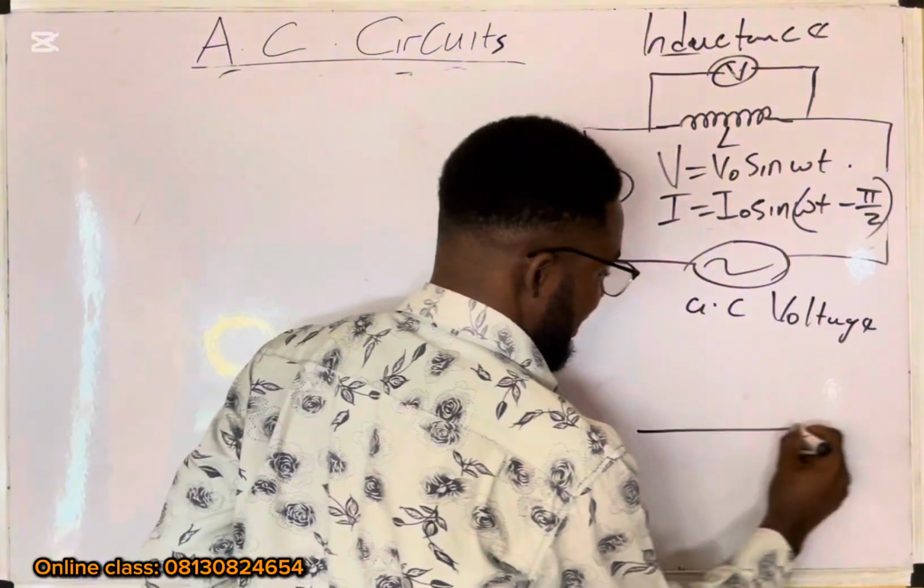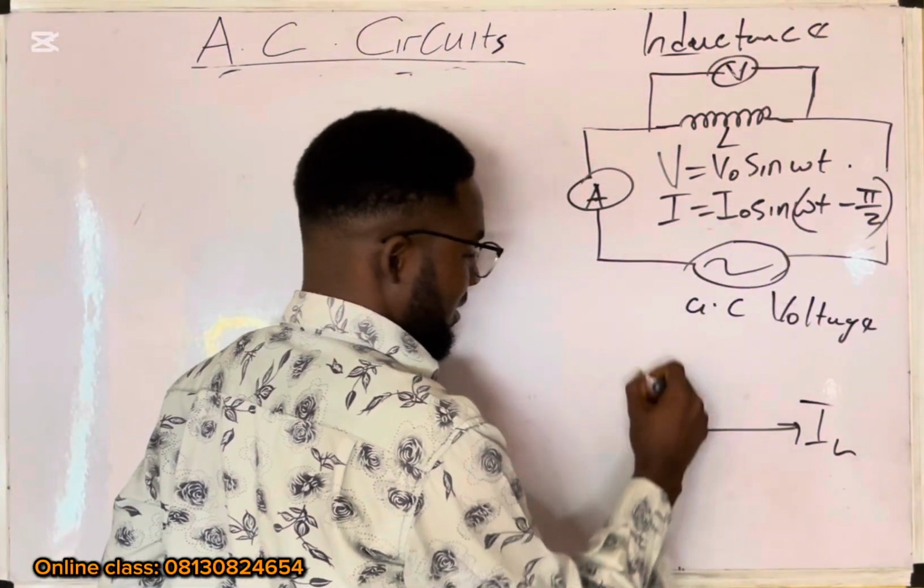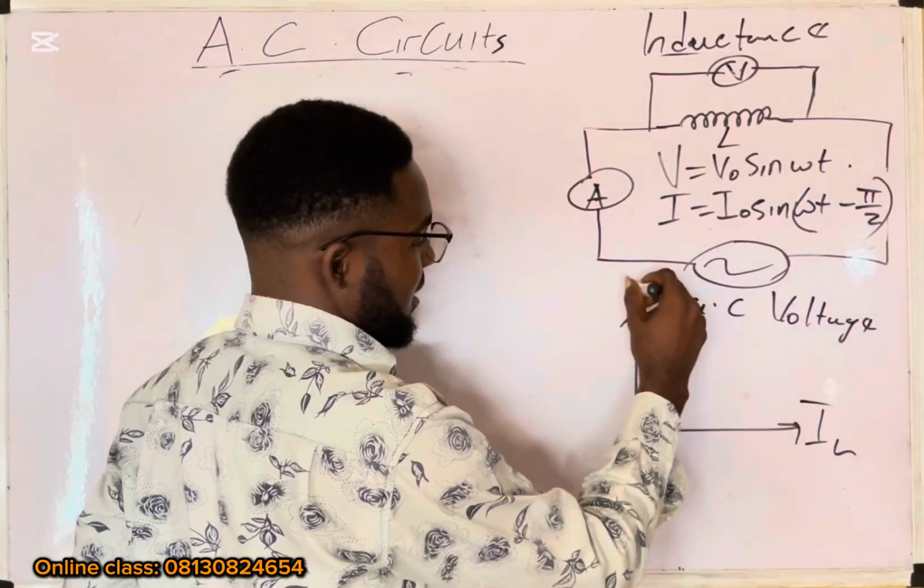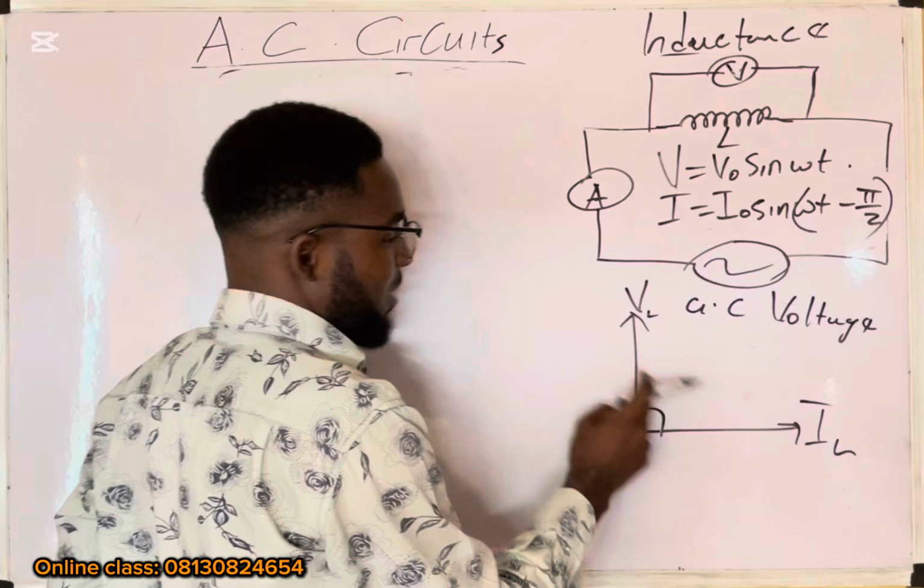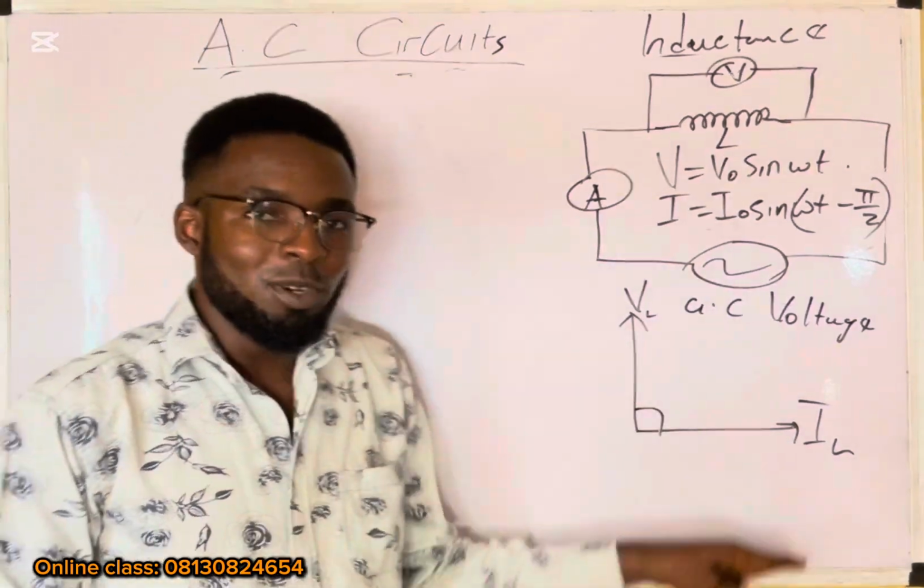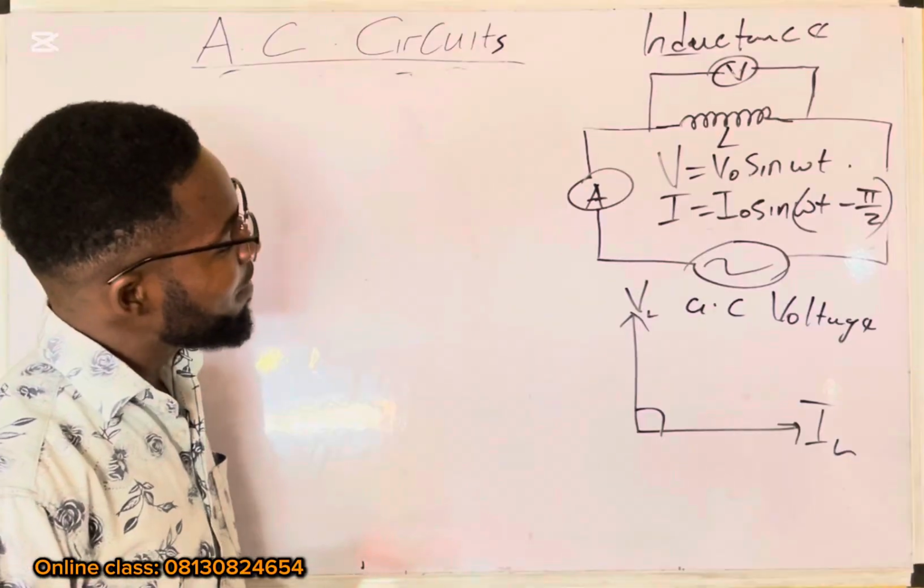The current that flows in the inductor, and this is the voltage across the inductor. They are perpendicular to each other. The current lags behind. All right, am I missing anything?